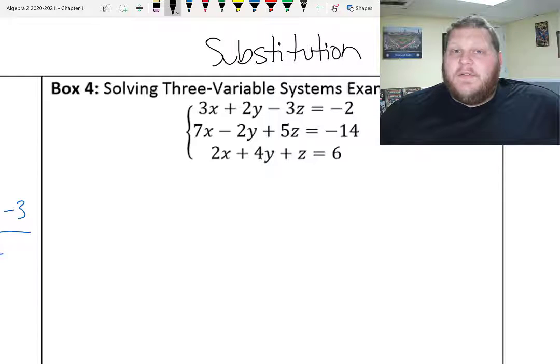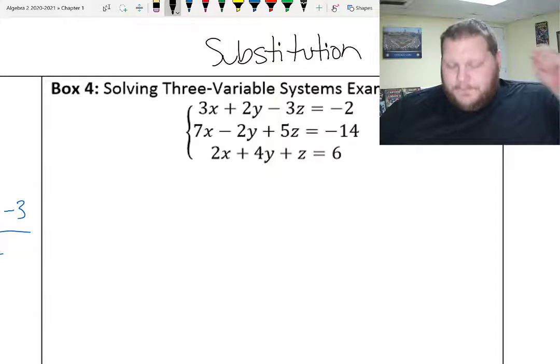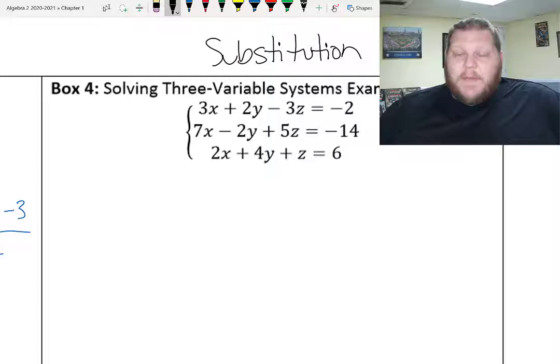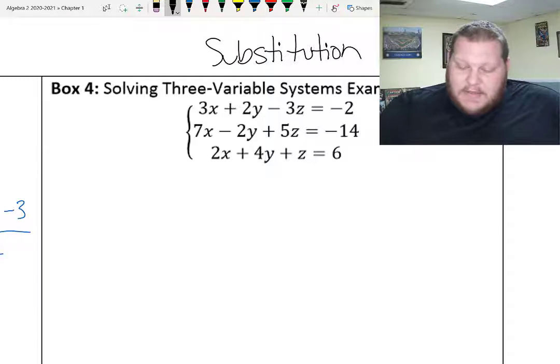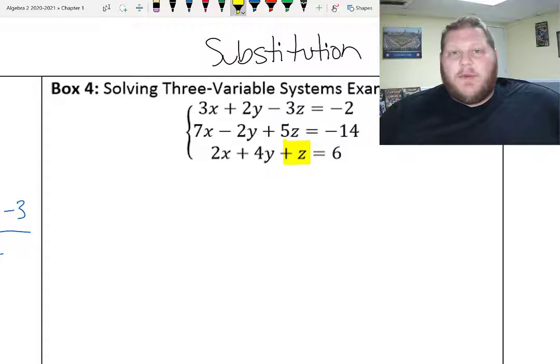So in substitution again, you're solving for a variable in one of your equations and plugging that into your other equation, or in this case equations, to get rid of that variable. So for substitution, I'm just looking for which variable in any of my equations is going to be the easiest to get by itself. I think in this case it's pretty clear to see this positive z in my bottom equation is the only variable that doesn't have a coefficient on it. So that's going to be the easiest one to isolate, to solve for.